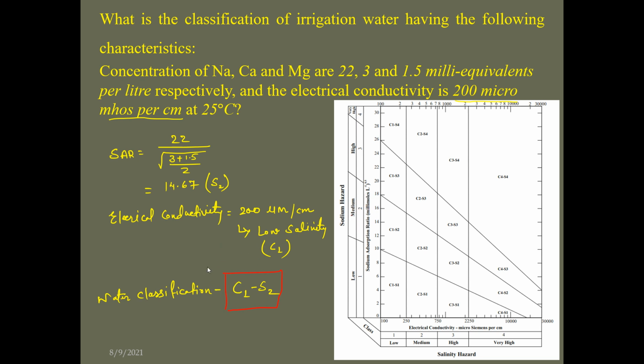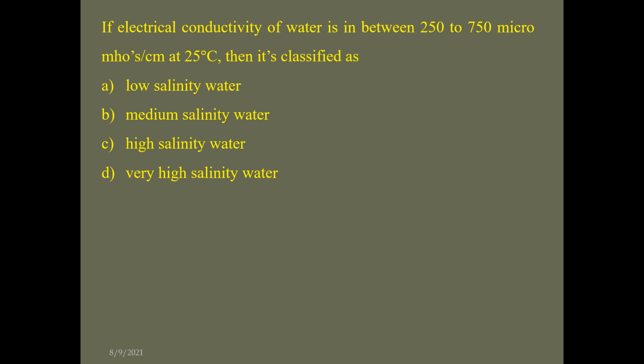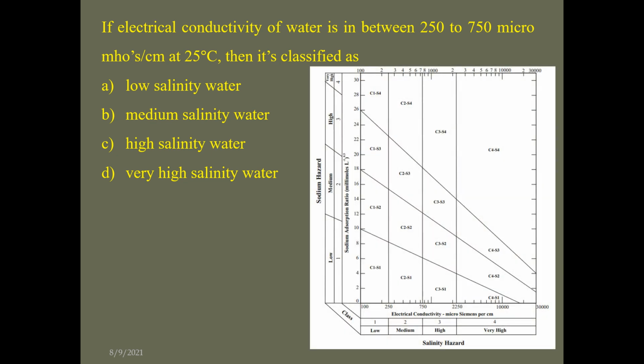Now again, this question: if electrical conductivity of water is between 250 to 750, we again know that if the electrical conductivity lies between 250 to 750, we classify and designate that water as medium salinity water, that is C2. So option number B will be your right answer.